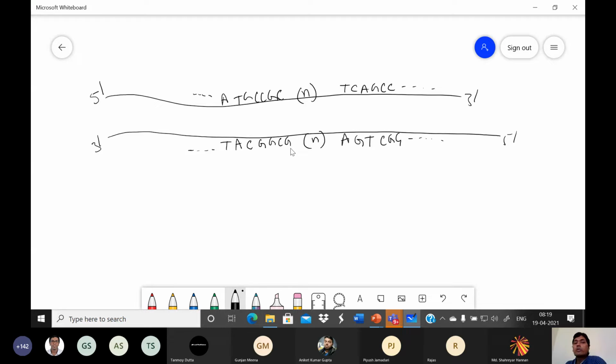Now, in PCR, the interesting thing here is you have to use two primers. The concept of primer you have learned in the previous class. So primer means here one short stretch of nucleotides.